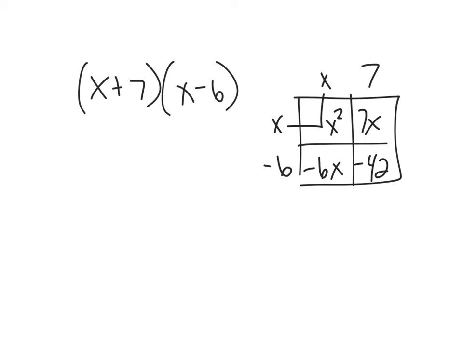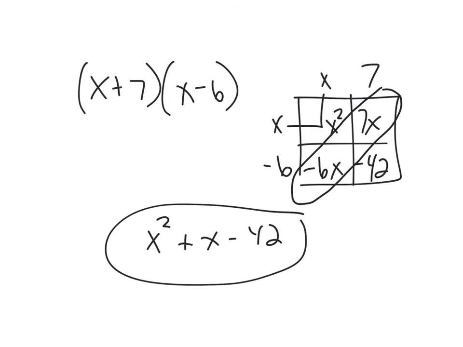Now, in general, the like terms are going to be the diagonal here, like this. So we are left with x squared, that's the first box, and then 7 minus 6 is 1, so it's going to be plus x, or 1x, I could say, and then minus 42, and there is my answer. Okay? So I could go back and do the other ones the same way. Should we try that? All right, so now, those are your three methods.